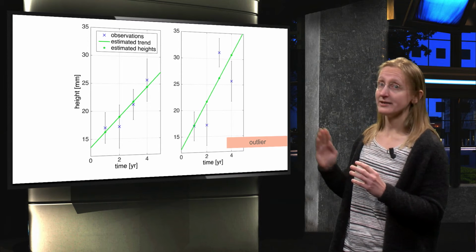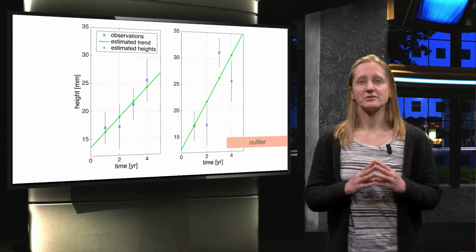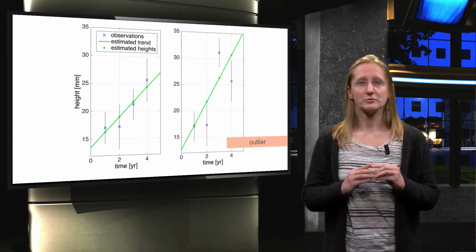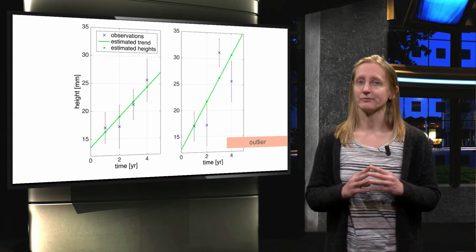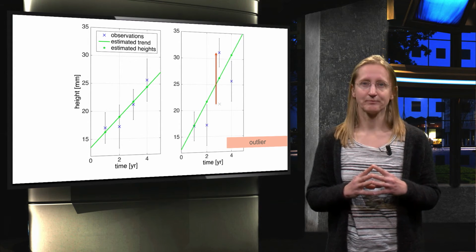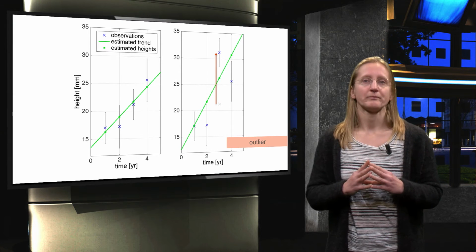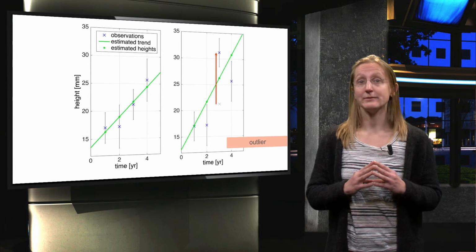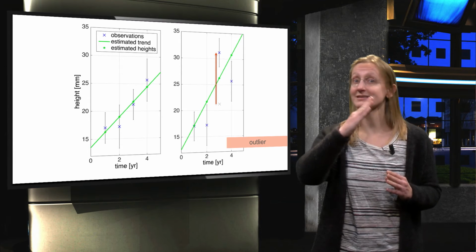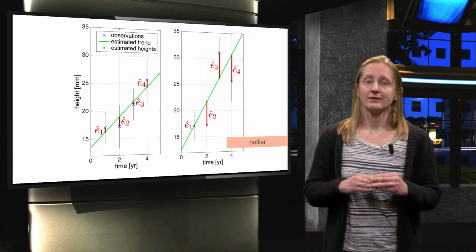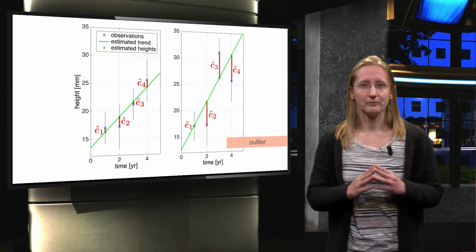On the right-hand side, we see the same observations, except that now the third observation contains a large error of 10 millimeters in this case. It is an outlier. We can immediately see the impact. The estimated trend line is different. Here the residuals are shown as well.